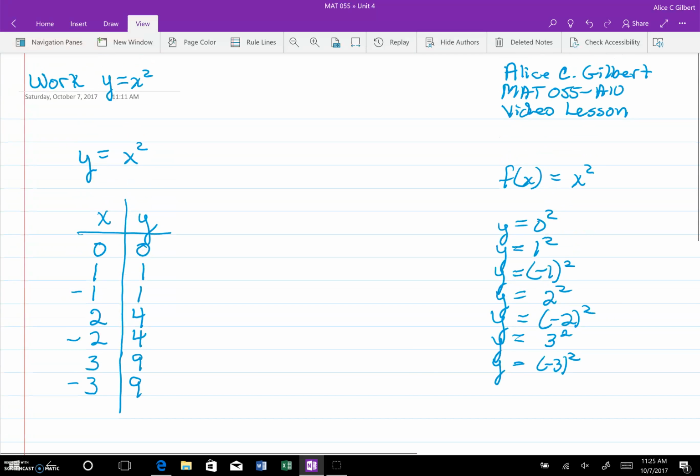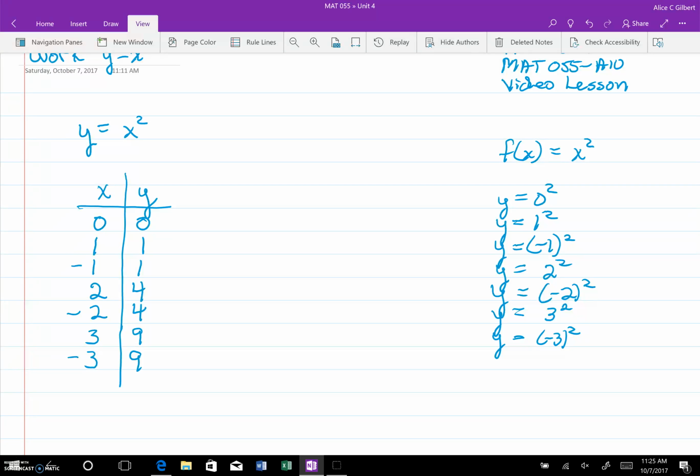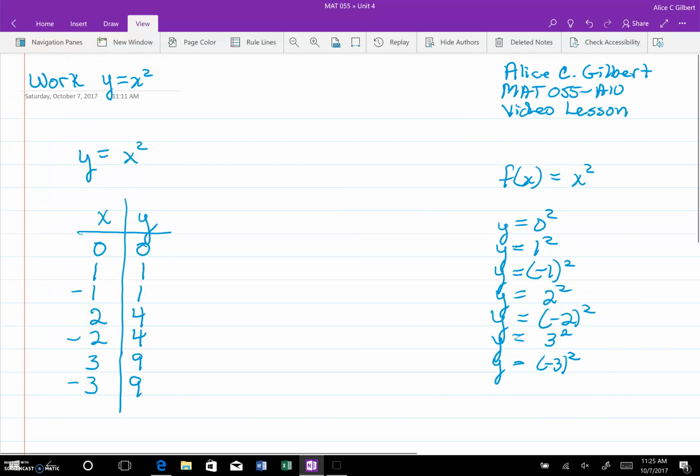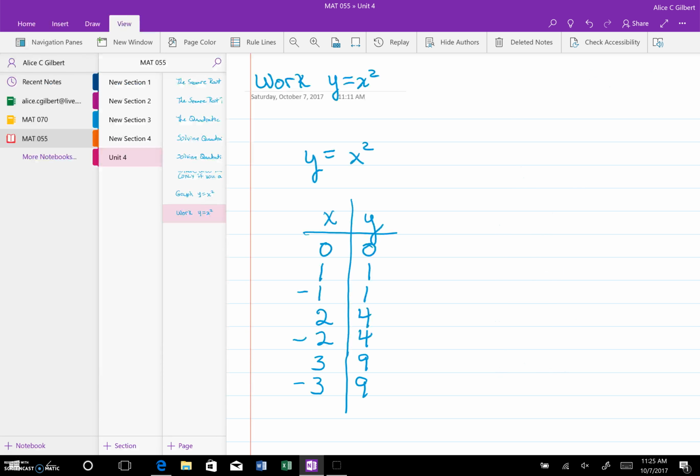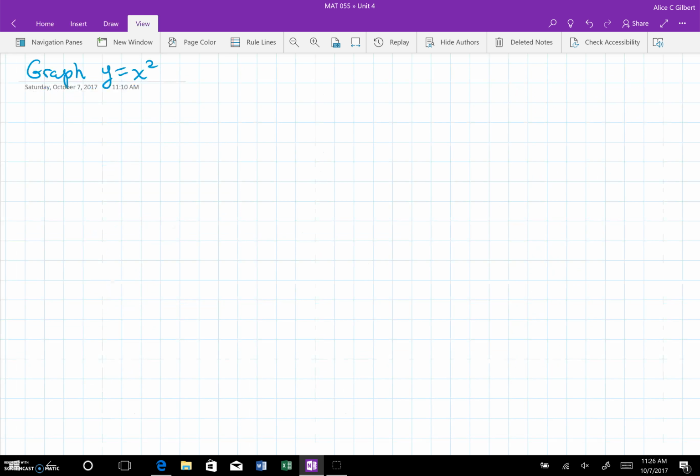Now, when we are doing graphs, we are going to do the work for the graph on regular paper, and then we are going to do the graph on graph paper. So I'm going to go ahead and graph this. Please write down this table, the x and y table, so that you can see that I am doing it correctly.